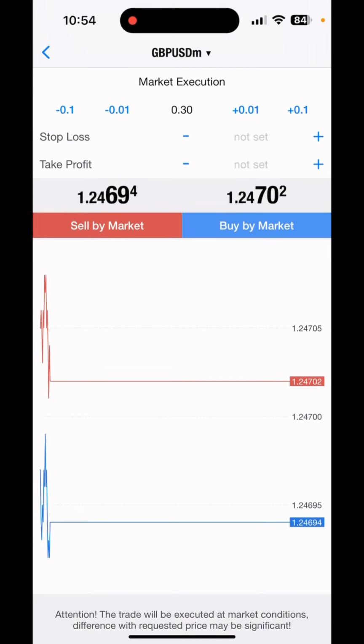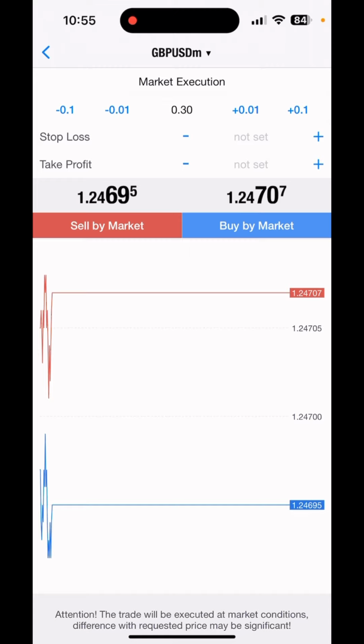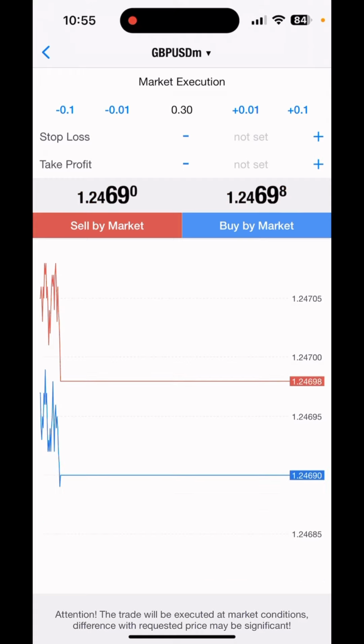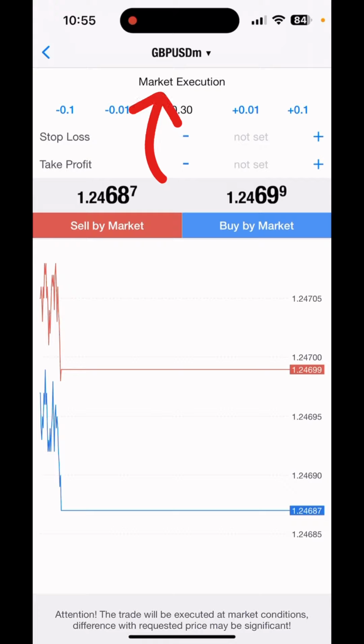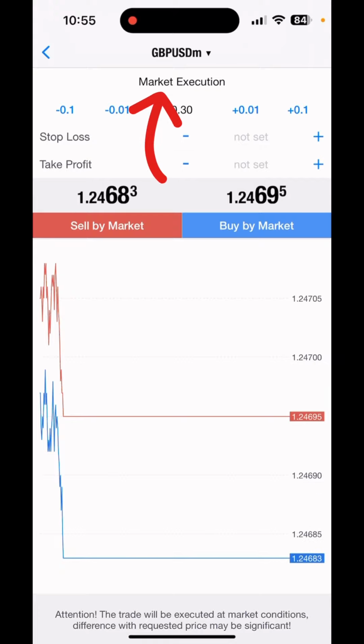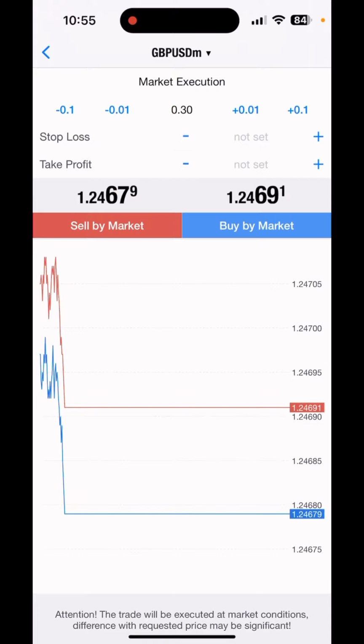Okay, guys, so this is my MetaTrader 4. I'm going to be using MetaTrader 4 for this tutorial. MetaTrader 4 and MetaTrader 5 are the same thing, no different. Now let's say, for instance, as you can see, it is always set at market execution. What is market execution? Let me go back to the chart so that I can explain this better.